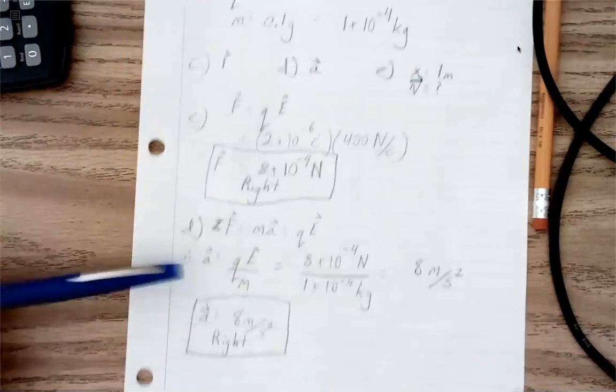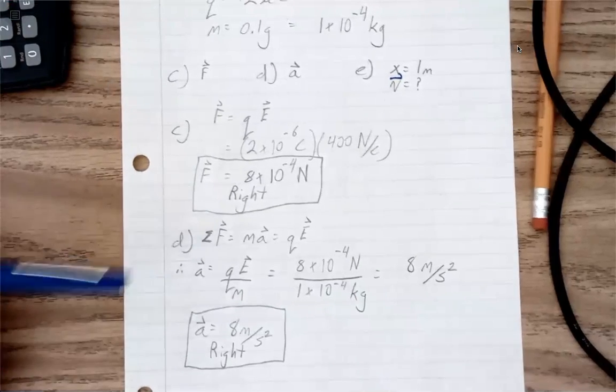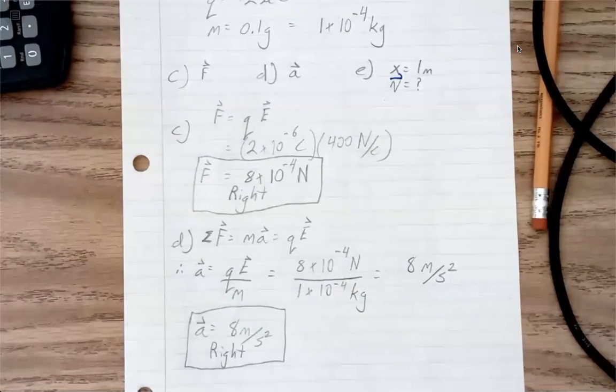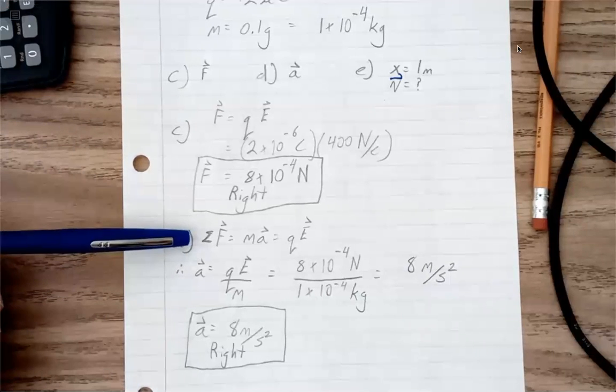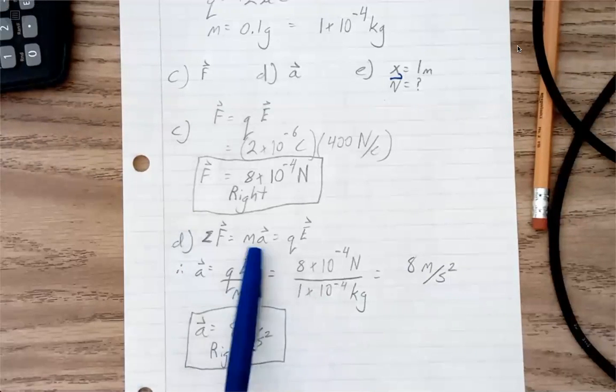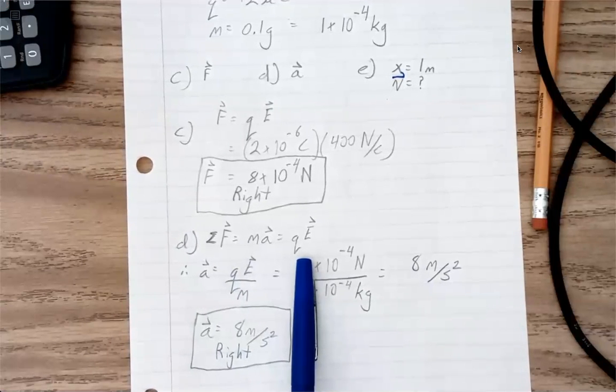Then getting down here for letter D, if we know that's the net force acting on this charge, we can say that there's no gravity. We're not talking about anything there. Or we could talk about just the net force in this X direction. But really, the only force that we're concerned with right now, the net force, which is mass times acceleration, equals this QE. We figured out what the force is.